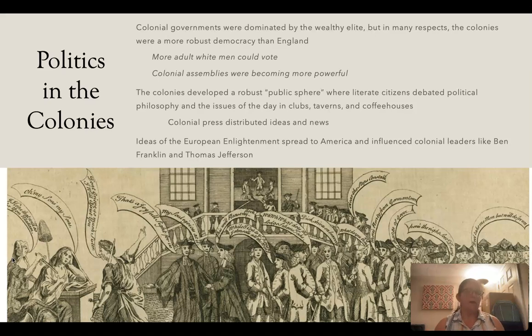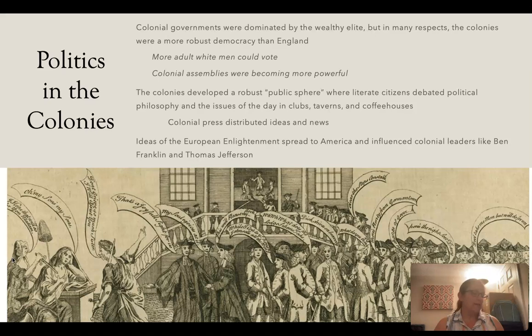The public sphere in the colonies was supported by a very literate population. Colonial America was probably the most literate society in the world in the 18th century. And by a very strong press, which I'm going to talk about in just a minute, which printed newspapers and broadsides and pamphlets to circulate news and ideas throughout the colonies.